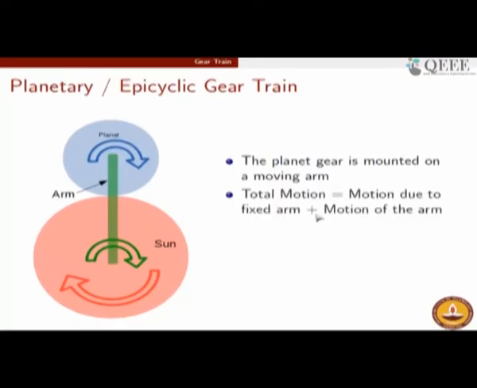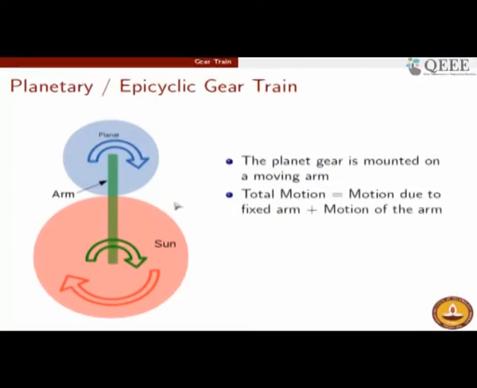So using the concept of relative motion, we can understand that there are two types of motion that is possible in this planet. One is the motion if the arm were fixed. If this arm is supposedly fixed, then this gear train is no different from a simple gear train. A simple gear train is just two gears in engagement with a transmission of motion. That part is what we have already studied in simple gear train, and in fact this is not even a gear train because there are just two gears, right? So that part is easy.